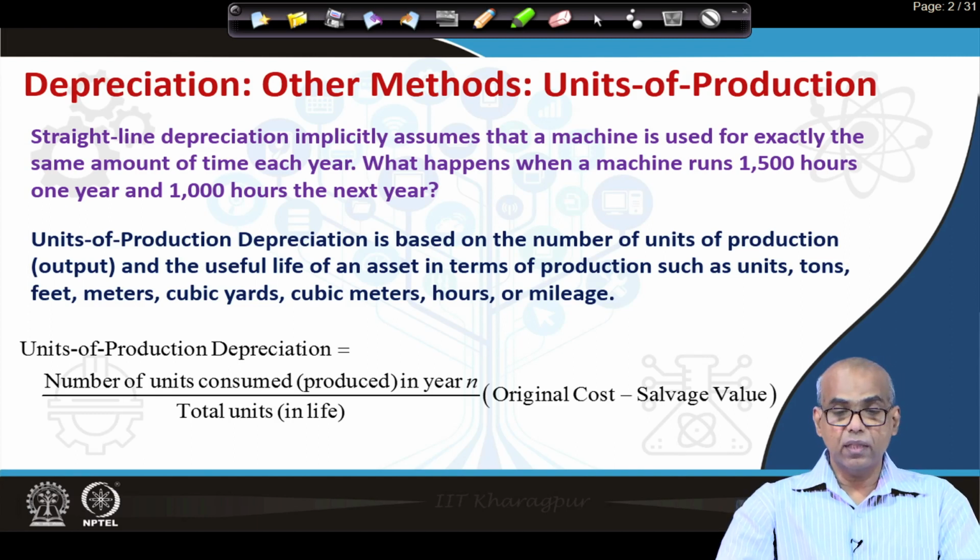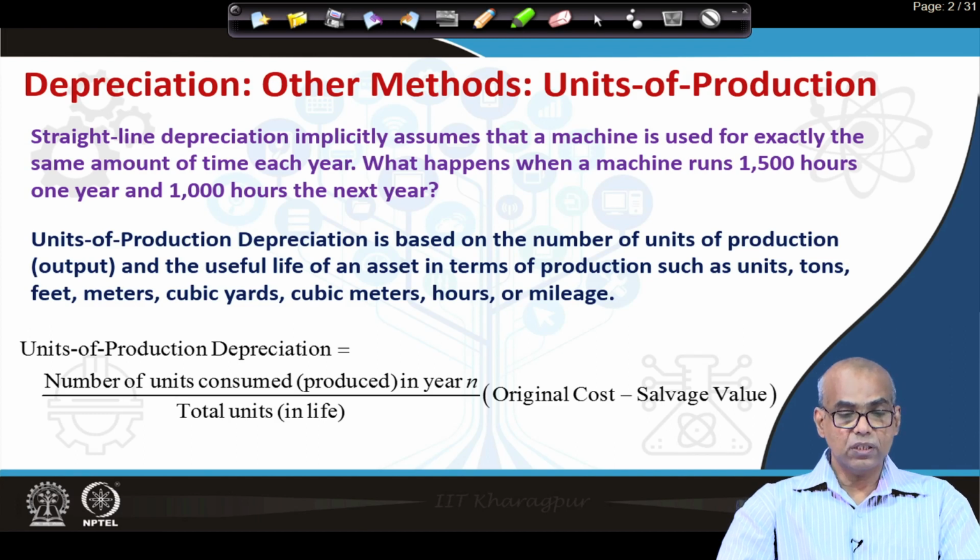Let us talk about another method, units of production. Straight line depreciation implicitly assumes that a machine is used for exactly the same amount of time each year, but that may not always be true. What happens when a machine runs for 1500 hours one year and 1000 hours in the next year? Under these situations, units of production depreciation can be used.